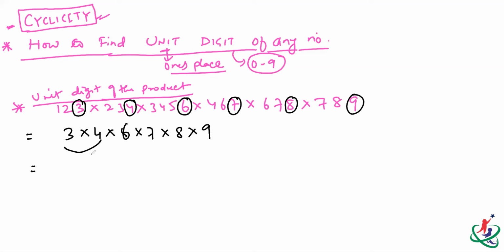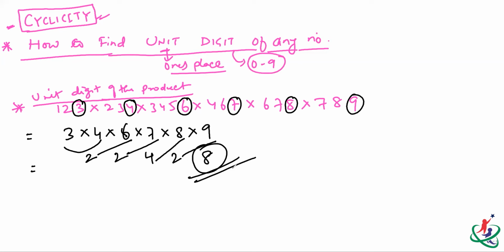ये देखो 3 into 4 12. 12 में भी आप सिर्फ 2 लो unit digit. You don't need 12 का 1. It's 2. 2 into 6 12. Again take unit digit only. 2 7s 14. 14 just unit digit 4. 4 8s, right? 32, so 2. 2 9s 18 and 8, the final is your unit digit. So this way you can get your unit digit easily by just considering the unit digits.